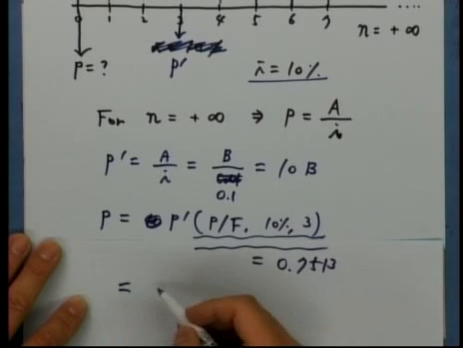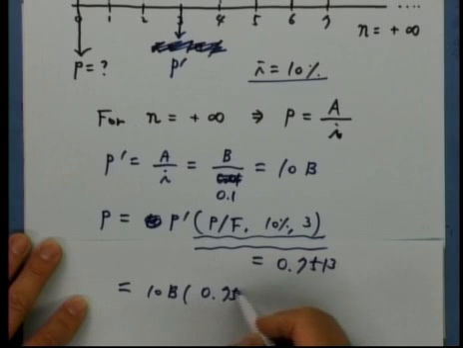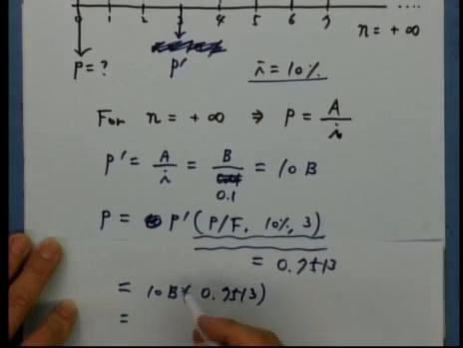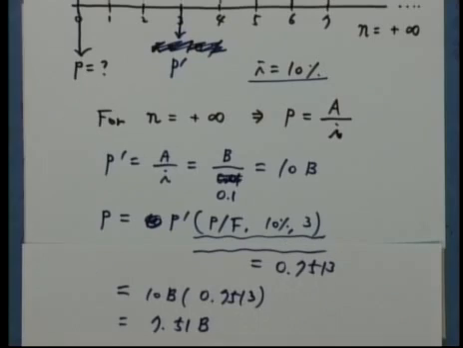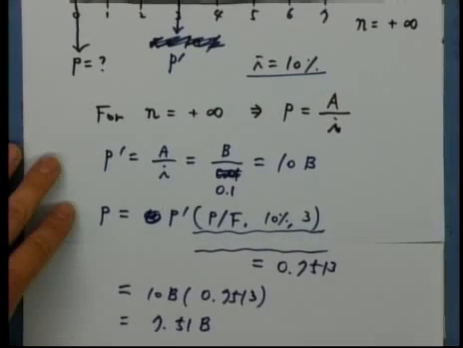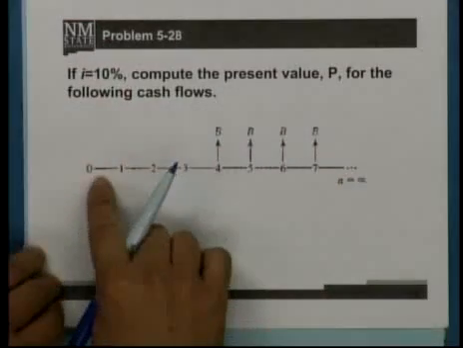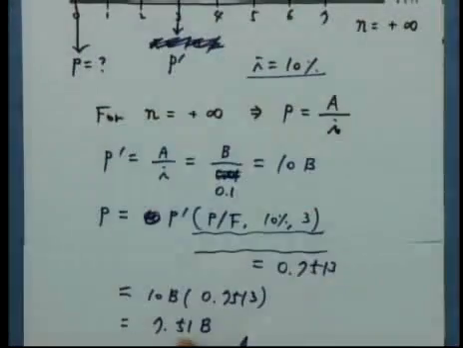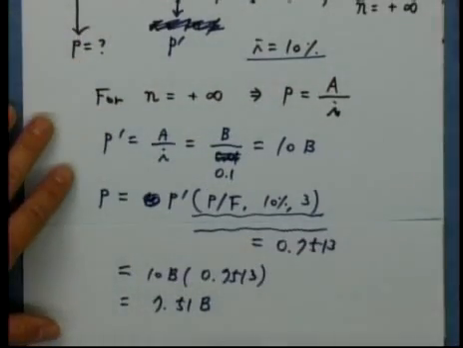So this is going to be 10B times 0.7513, and this is same as 7.51B. Okay. So here the present value P at the end of period 0 would be 7.51B. Okay.